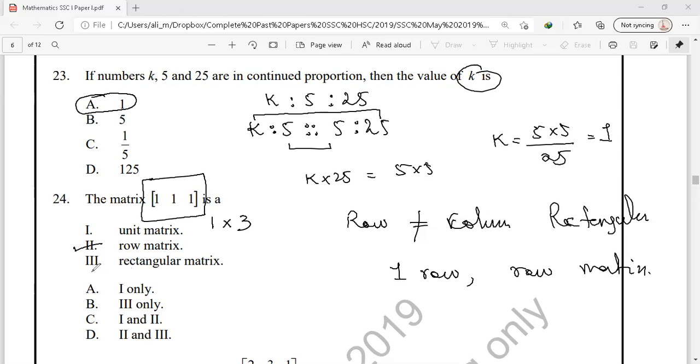So row matrix is a correct answer and rectangular matrix is a correct answer. So option D, in which 2 and 3, option D is the correct answer.